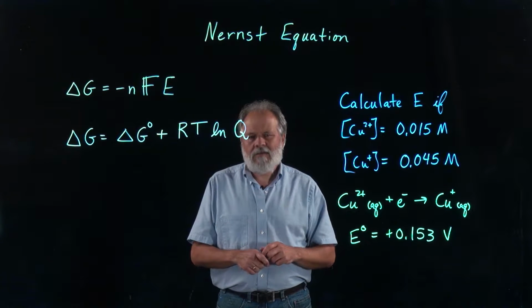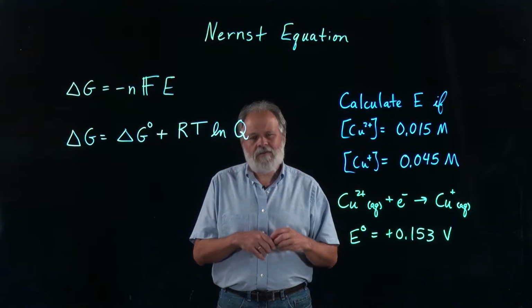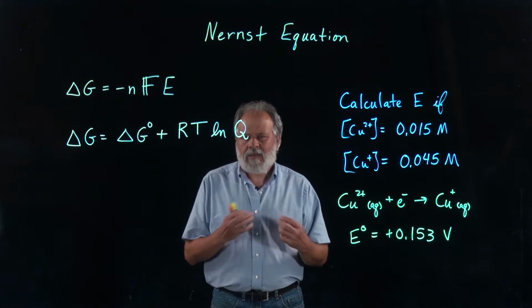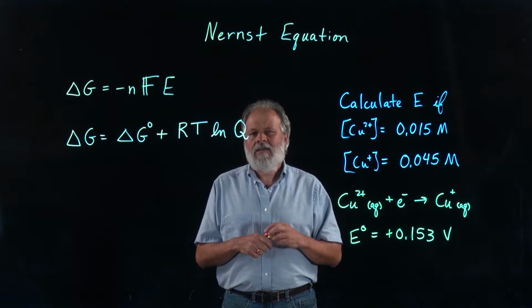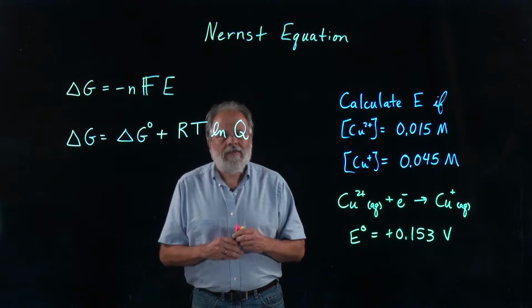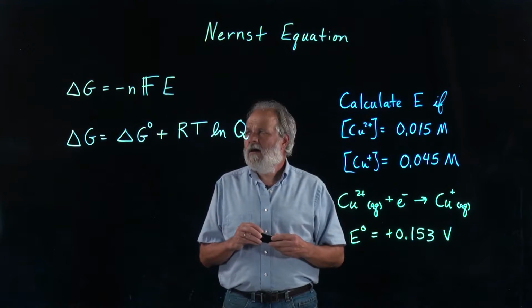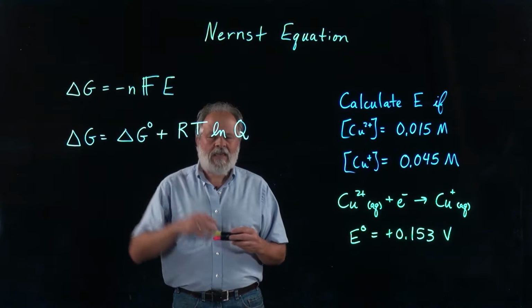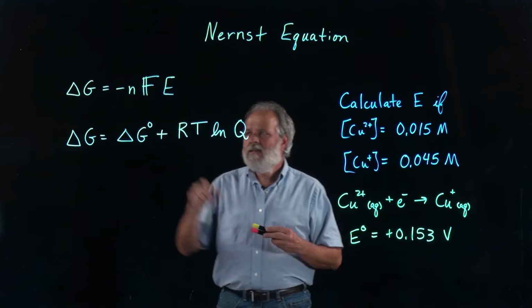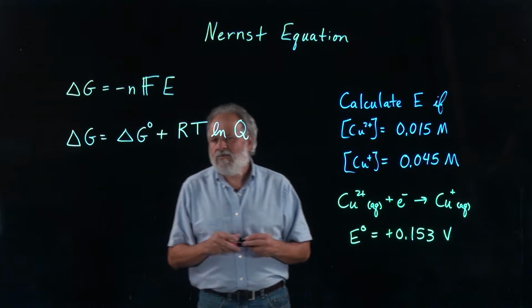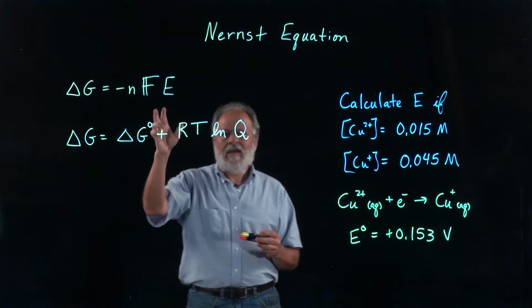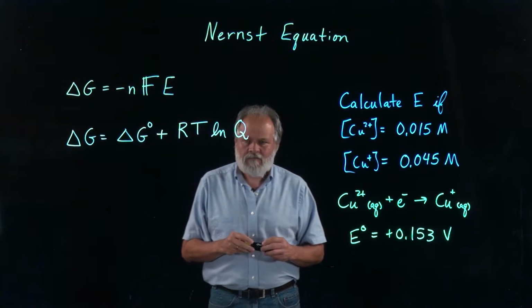In this video, I'm going to talk about something called the Nernst Equation in electrochemistry and an application of the Nernst Equation to a chemical problem. We've already covered a couple of relationships. One is that the Gibbs energy is equal to minus the number of electrons transferred times the Faraday's constant times the voltage E.